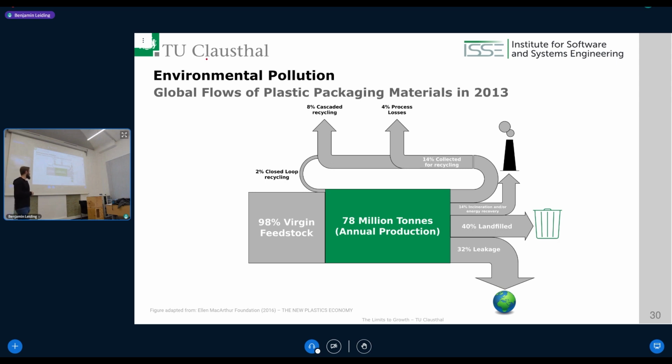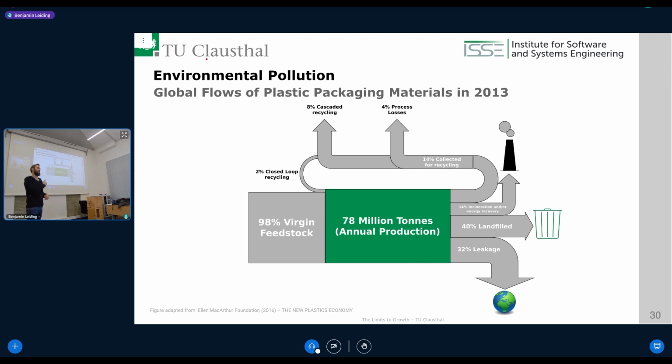So this is the global flow of plastic packaging materials in 2013. So not all types of plastic, but rather only packaging plastic. And 98% is so-called virgin feedstock, so plastic coming from brand new input materials, not recycled. And that gives you, back then, an annual production of 78 million tons. 32% of those 78 million tons leak into the environment, which just means some idiot throws it into a river or out of the window, or it's not really put into any trash management system. So it pollutes our environment.